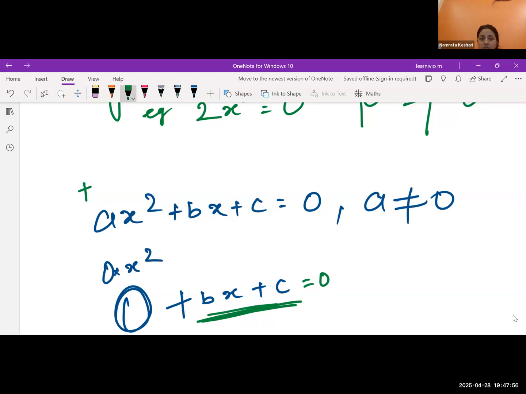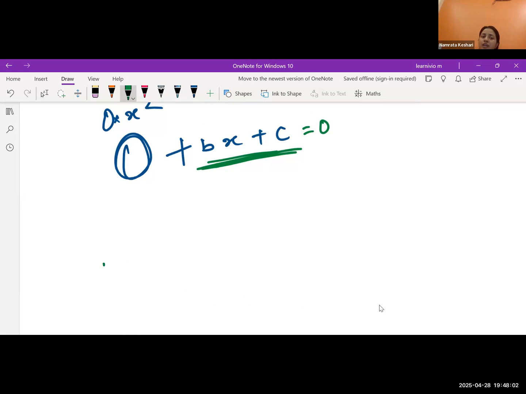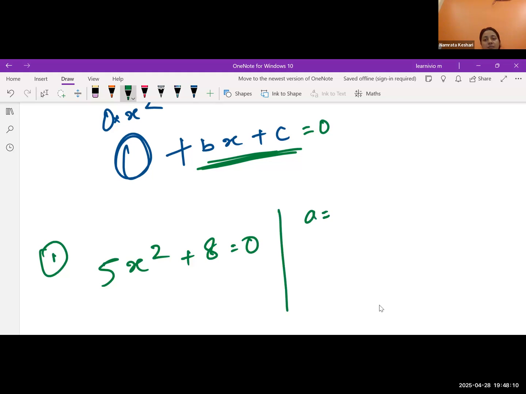B can be 0. Okay, b can be 0, and it is completely okay. For example, 5x square plus 8 is equals to 0. If I ask you over here, Inan, what is a, what is b, what is c, will you be able to tell me? Yes, a is equal to 5, b is 0, c is 8.